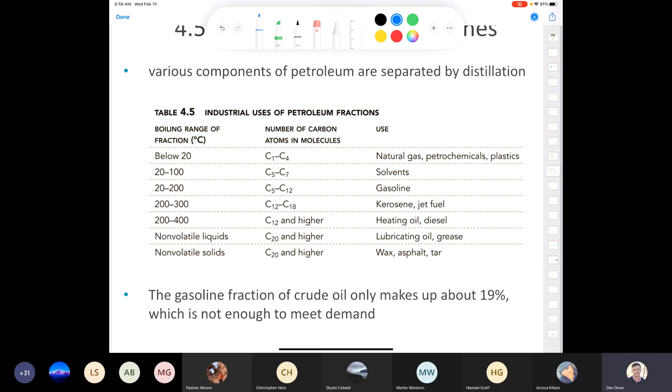It goes over in the textbook. I'm not going to ask you about cracking, and I'm not going to ask you about refining, but in case you're interested, you'd be able to learn more about the petroleum industry and where gasoline comes from.